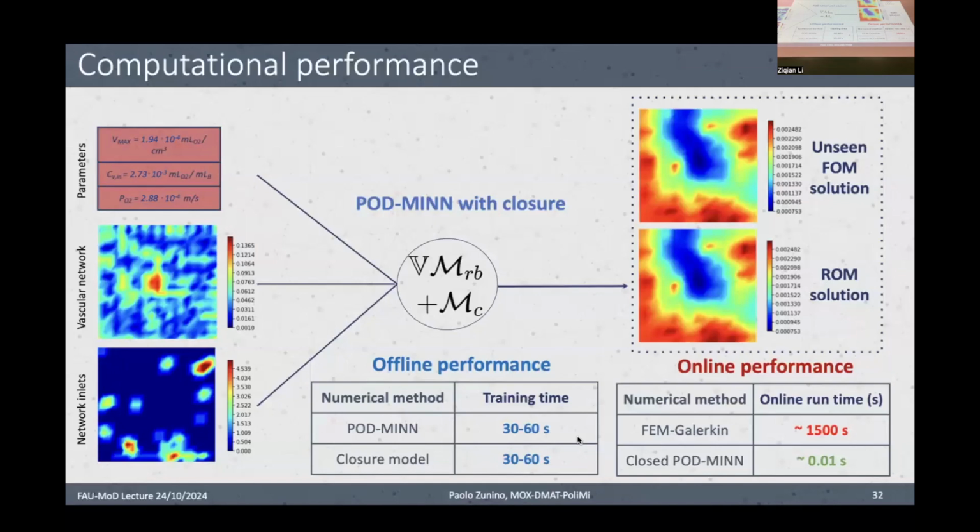These systems can be trained in a matter of minutes. Of course, this is not the computational cost and the time needed to collect all the data. This is another story. But the training time is not a problem at all.